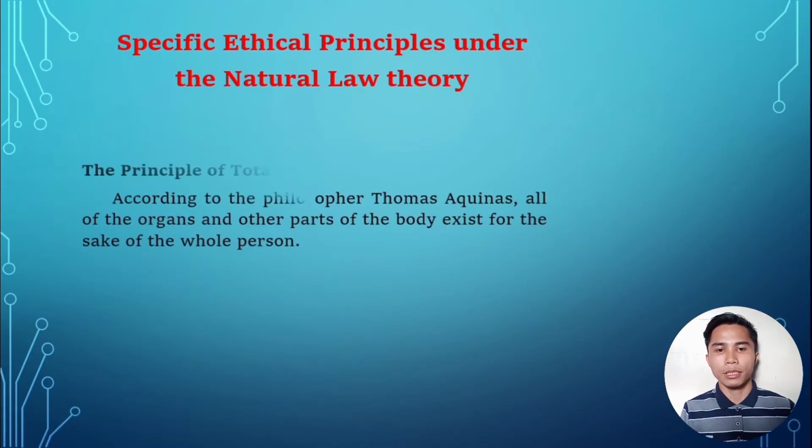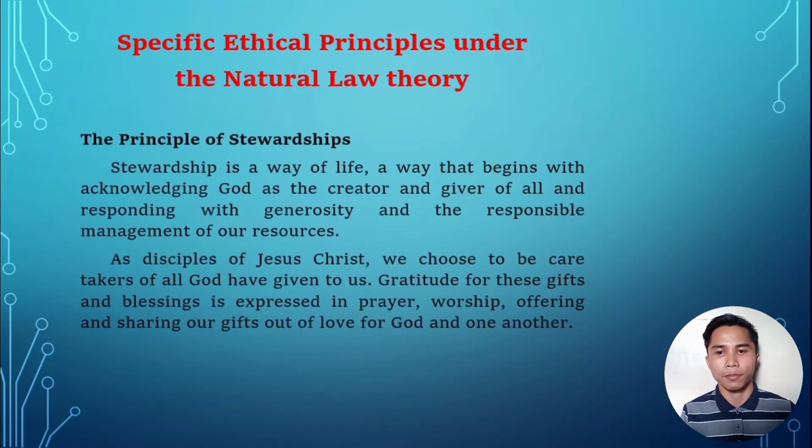The fourth principle is the principle of totality. According to the philosopher Thomas Aquinas, all of the organs and other parts of the body exist for the sake of the whole person. So an individual may not dispose of his organ or destroy its capacity to function, except to the extent that this is necessary for the general well-being of the whole body. Destroying an organ or interfering with its capacity to function prevents the organ from achieving its natural purpose.